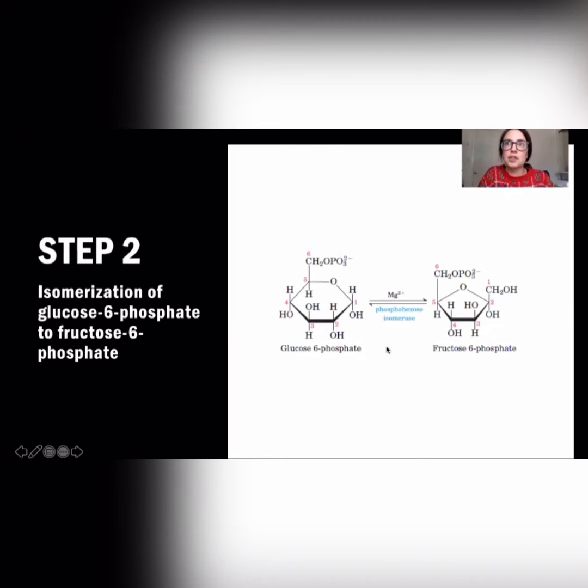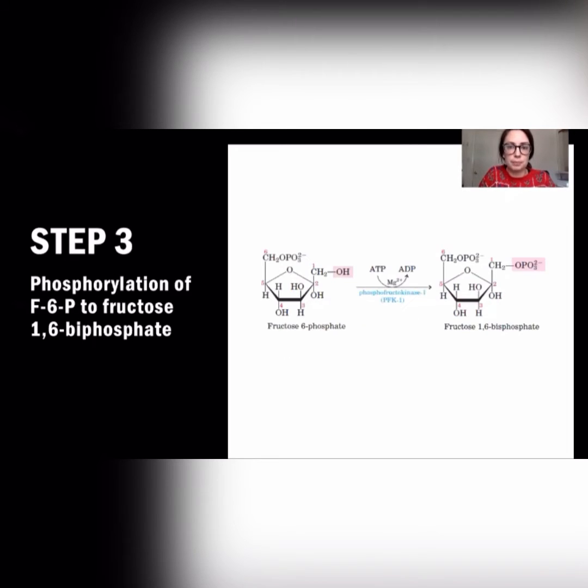Glucose 6-phosphate is isomerized to fructose 6-phosphate by phosphohexose isomerase, which means it's just changing the shape from the traditional glucose shape to a traditional fructose shape.